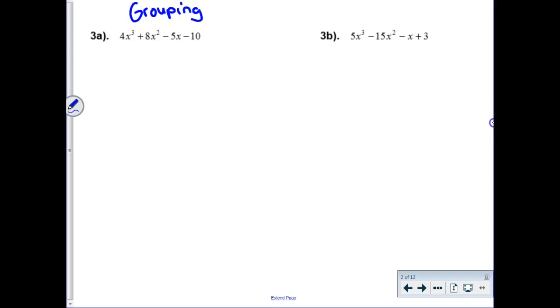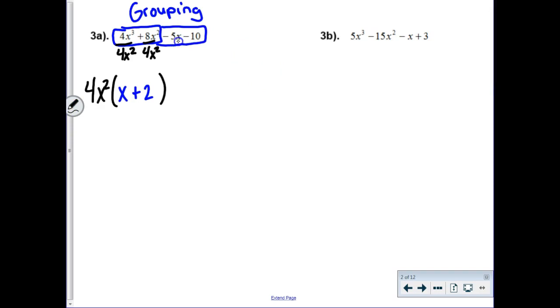So grouping means that you group the first 2, and then you do the same thing with the last 2, and you look for common factors. A common factor in this first group would be a common 4 and an x squared. I think the issue some of us had last time was that we just weren't taking a big enough common factor out of the problem. So if you factor out a 4x squared from that first group, you still have an x and a plus 2.